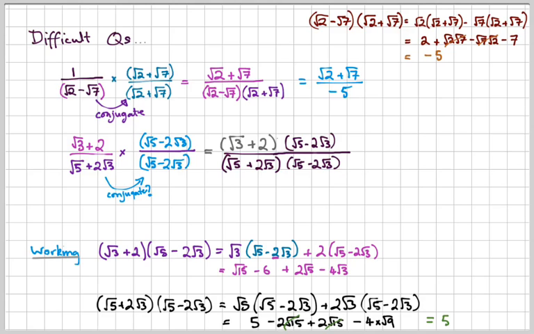Carrying on. The 2 root 15's cancel. We're left with 5, take away 12, because it's 4 times 3, because root 9 is 3. And 5 take away 12 is negative 7. Okay, so now I have expressions for the denominator, which is negative 7, and the numerator, which is this root 15 minus 6 plus 2 root 5 minus 4 root 3.